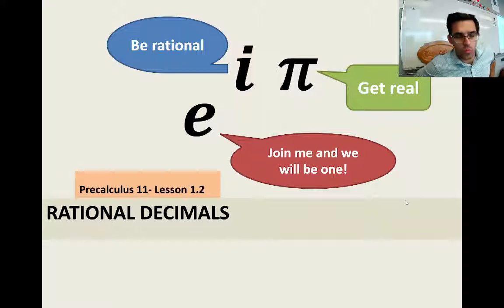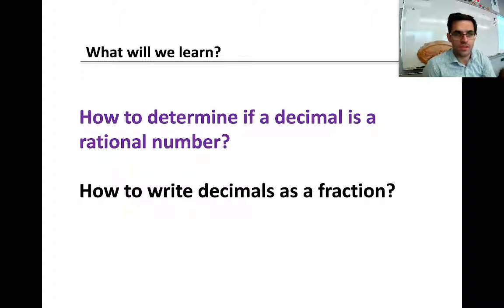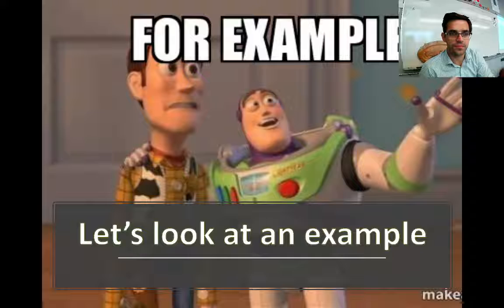This is lesson 1.2 for our Pre-Calc 11 class. Unit 1 is called Radicals and Rational Exponents. Lesson 2 is called Rational Decimals. In this lesson we'll refresh our memory on how to determine if a decimal number is rational, but really we're going to focus on how to write rational decimals as a fraction.